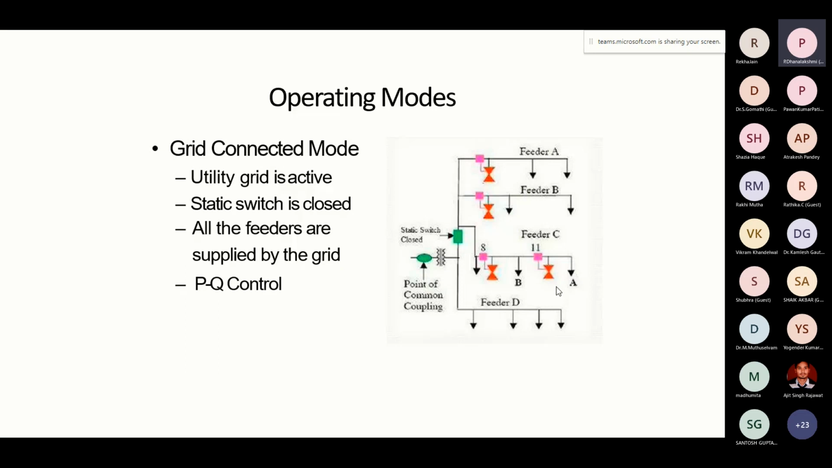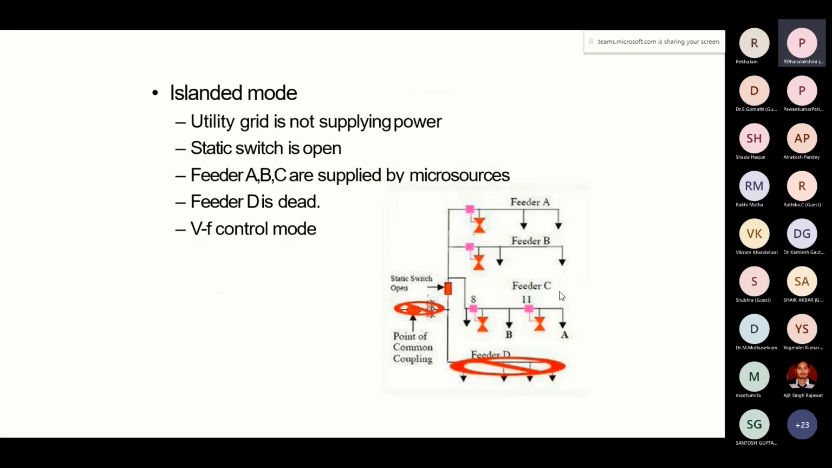The next mode is islanded mode, in which this static switch is open, and the point of common coupling is, you can say, open. And how will these loads be fed? Obviously, the power fed to these loads will be reduced because the utility is no longer available to us. So this mode is considered to be islanded mode. Here the utility grid is not supplying any power, and the static switch between the utility and the loads with DGs is open.